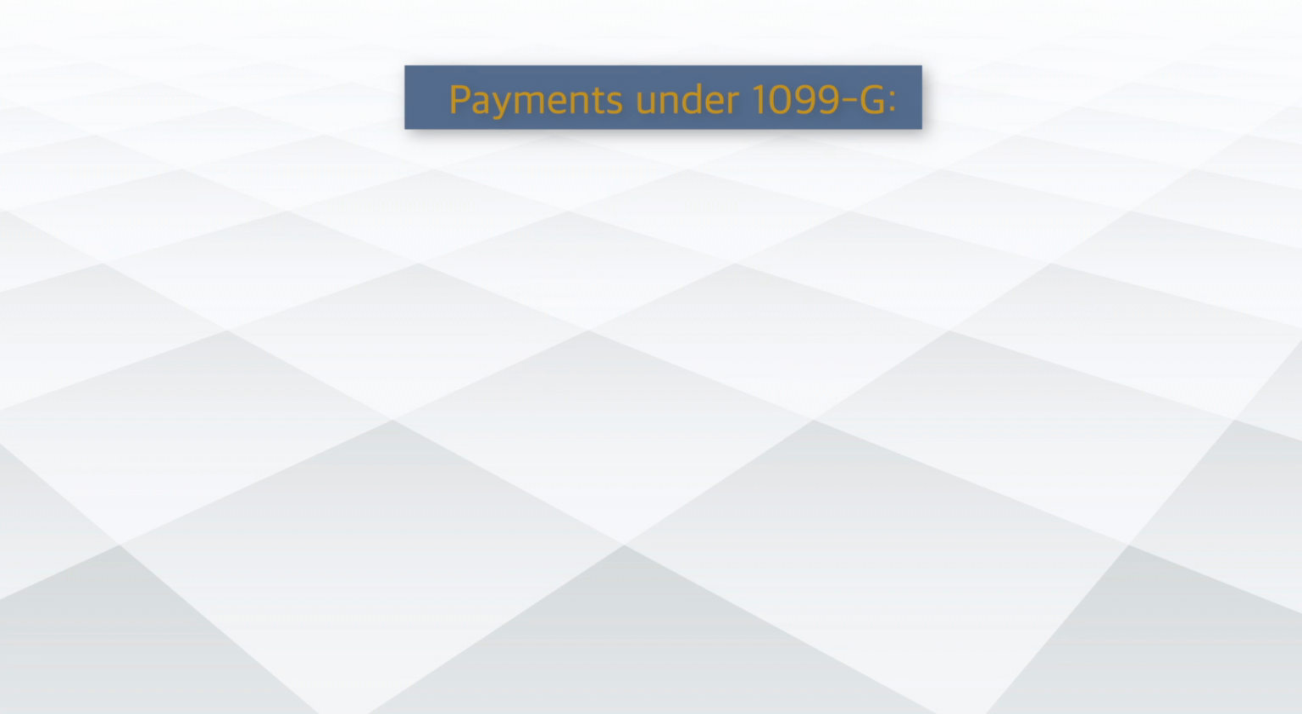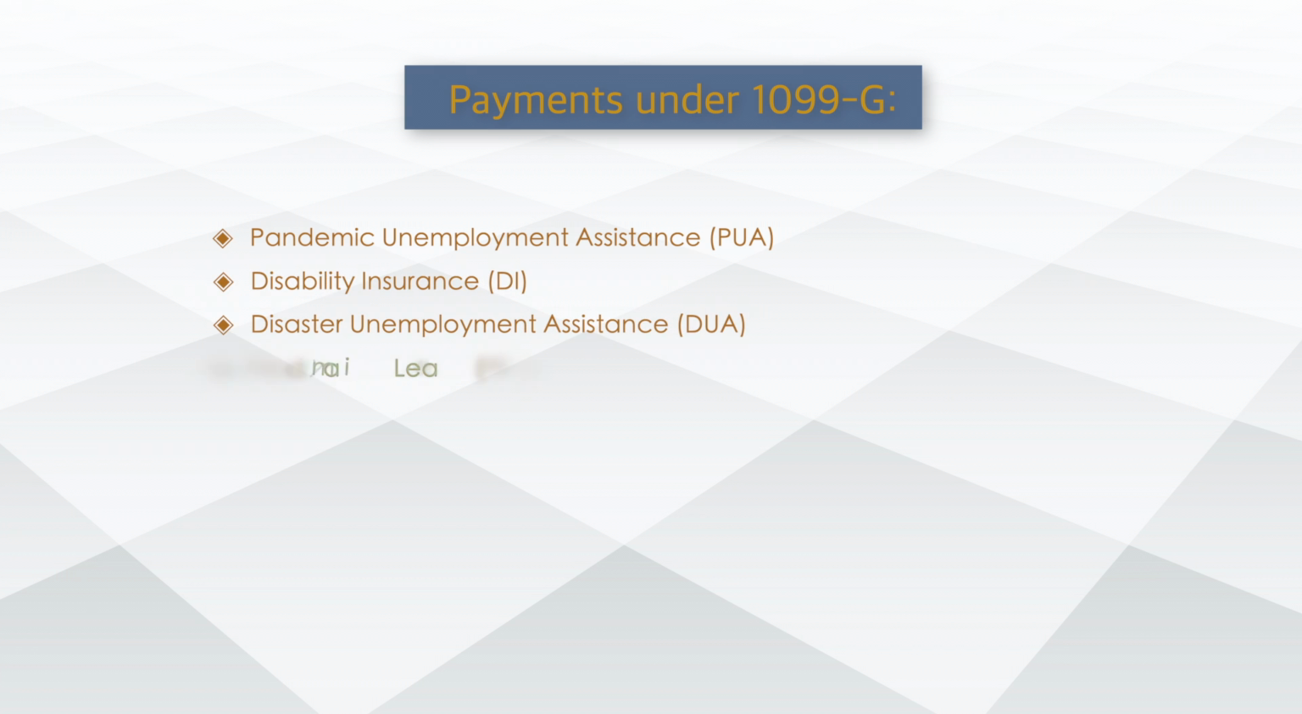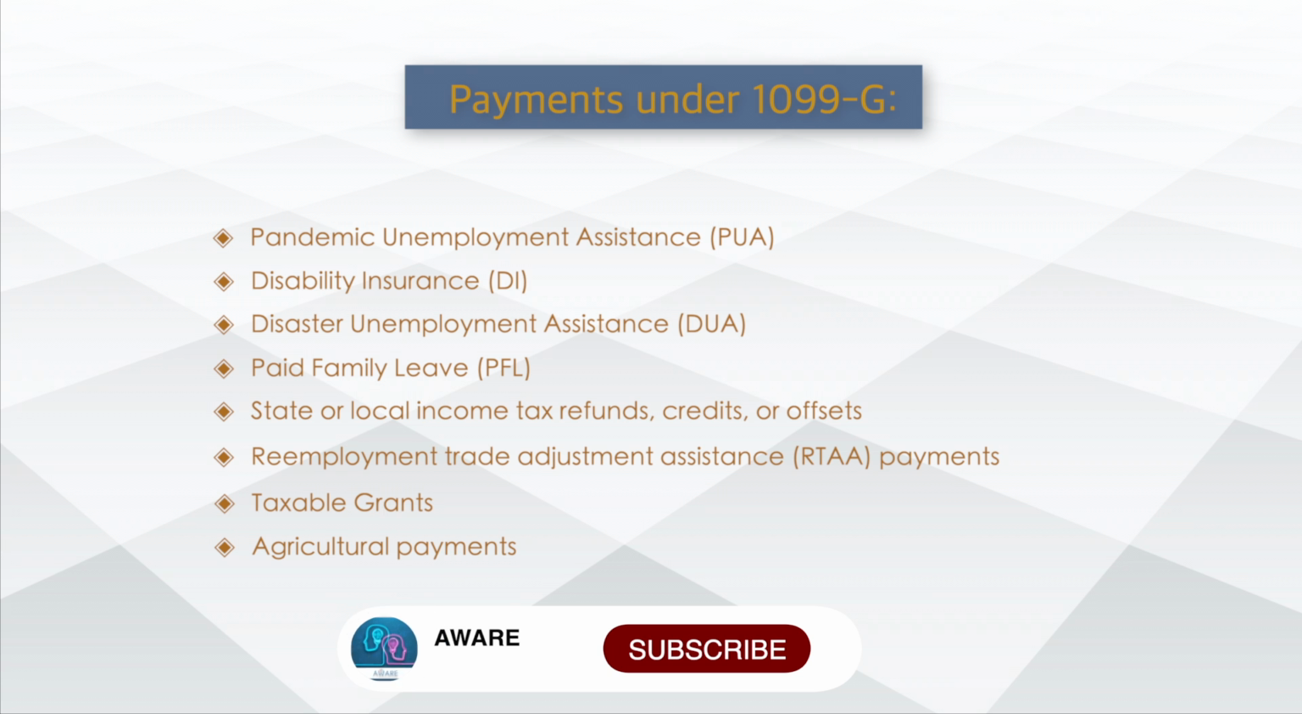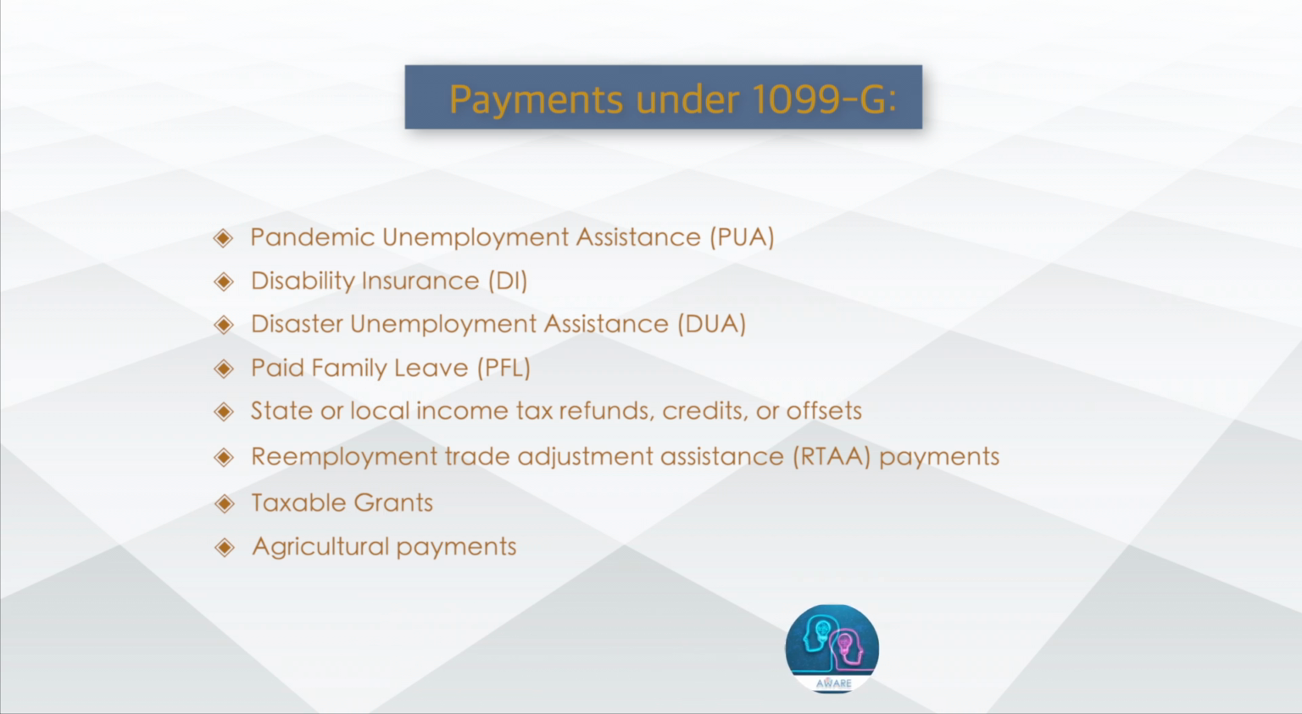Other payments under 1099-G are pandemic unemployment assistance, disability insurance, disaster unemployment assistance, paid family leave benefits, state or local income tax refunds, credits or offsets, reemployment trade adjustment assistance payments, taxable grants, and agricultural payments. Now, similar to unemployment compensation, at the state level, some consider them to be taxable, while other states have waived the taxes. So you'll have to check with your state's unemployment office. But at the federal level, these are all taxable income.